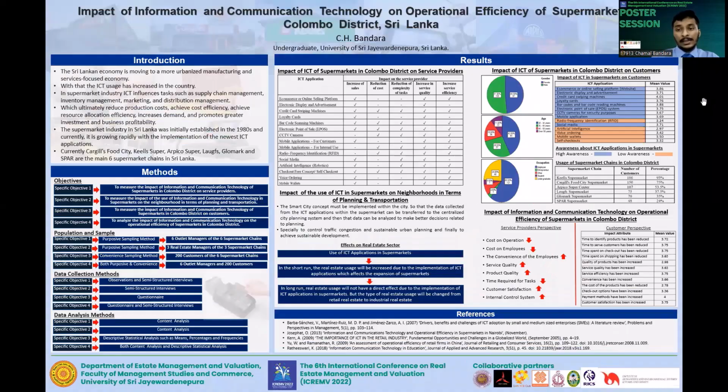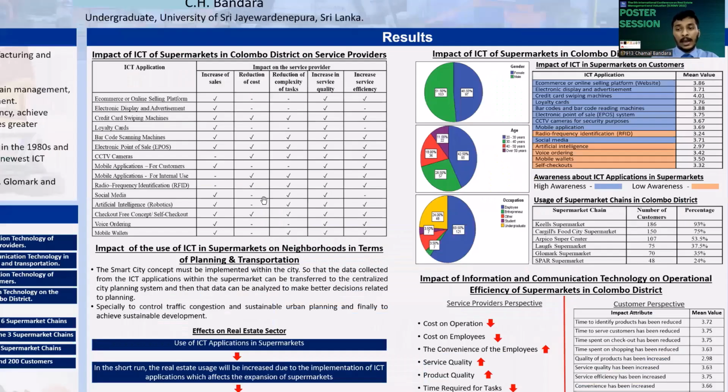In this section, I have explained the impact of supermarkets in Colombo district on customers, where the blue-colored ICT applications are the ICT applications where customers have the highest awareness. And I mainly used a scale from 5 to 0, where 5 means the highest impacted ICT applications.